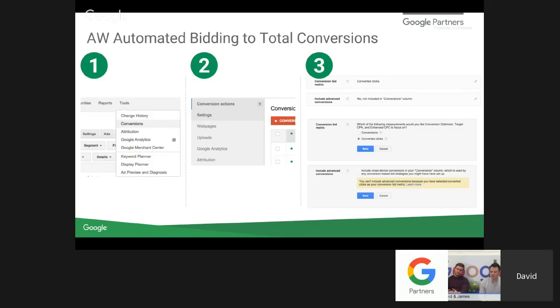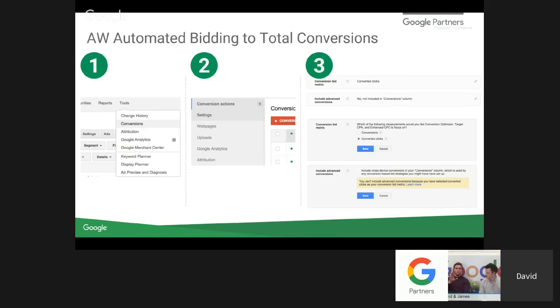So let's say, for example, for any given time period, you had 10 conversions in your all conversions, or total conversions, and you had 5 cross-device. By checking this box and hitting Save, you'll now be seeing 15 all conversions reported. So it's as simple as that. And the added benefit is that if you have any conversion optimizer-based automated bidding strategies or flexible bid strategies in place, they too can make use of this additional conversion data.